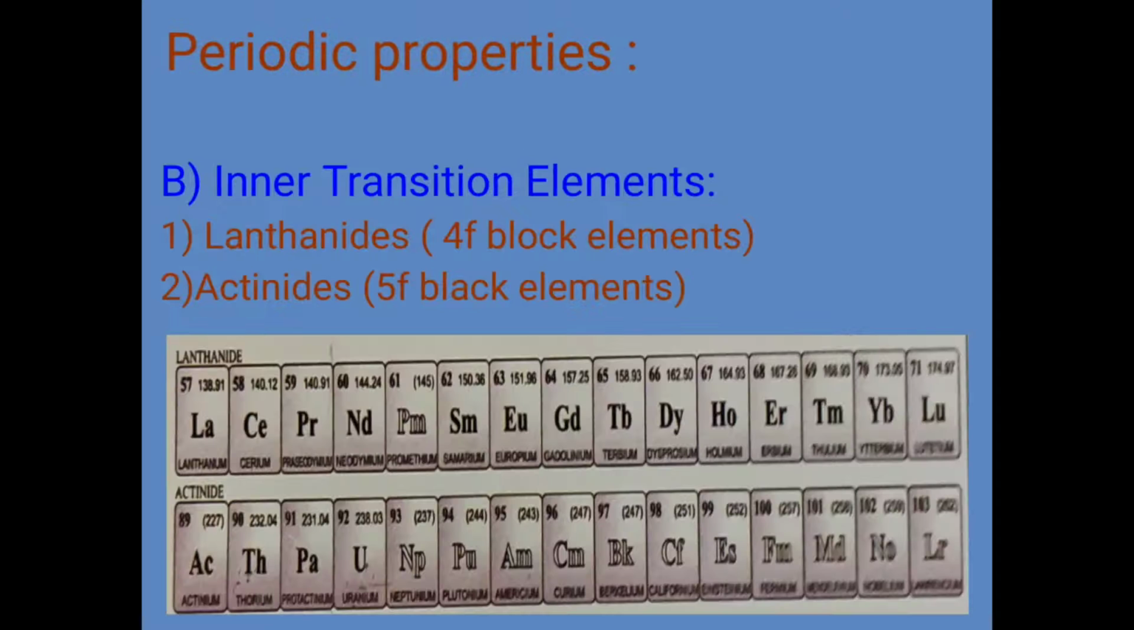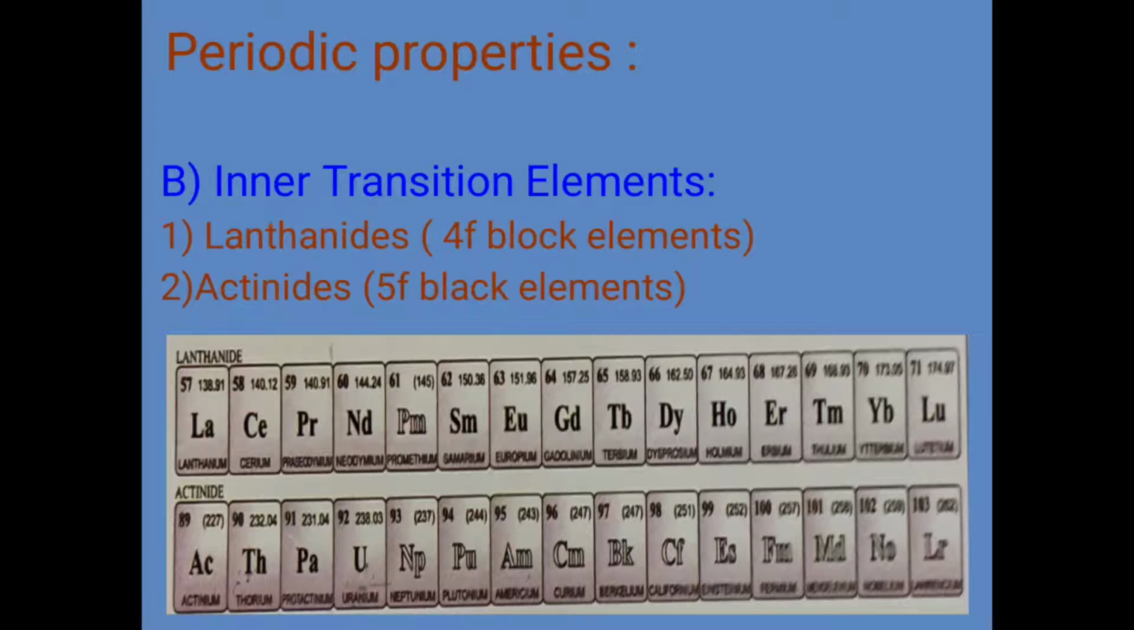Then the second is inner transition element. What is meant by inner transition element? These are called inner transition elements because the last electron enters the f orbital. In these elements, the f orbital is being filled successively. Therefore, these are also called the f block elements.